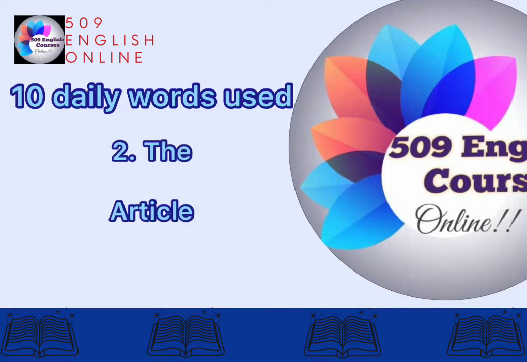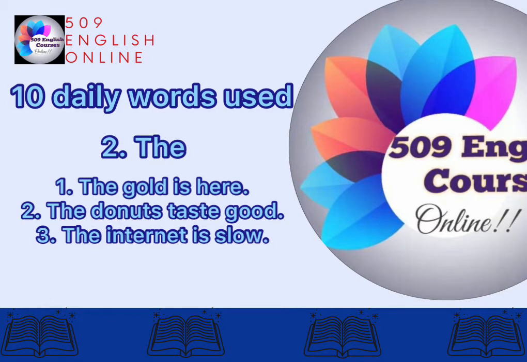The. What type of word is the? The is an article. And what is an article? An article determines whether a noun is definite or indefinite. So what does that mean, definite or indefinite? Let's look at the examples to see what it means. Okay, the gold is here. The donuts taste good. The internet is slow.